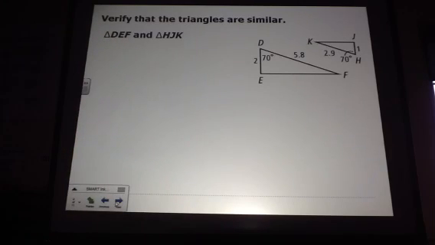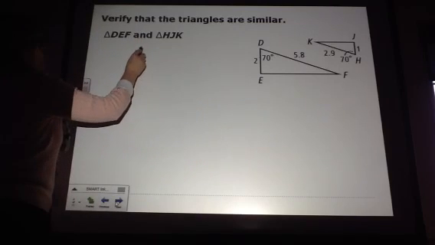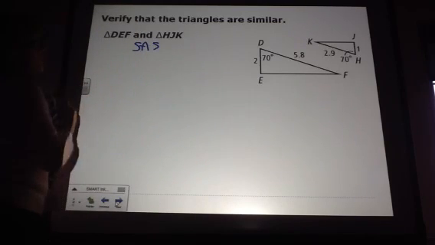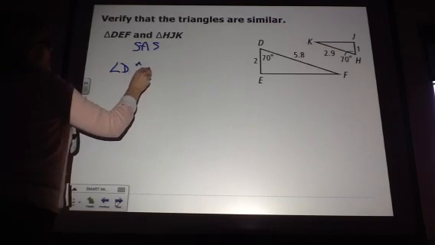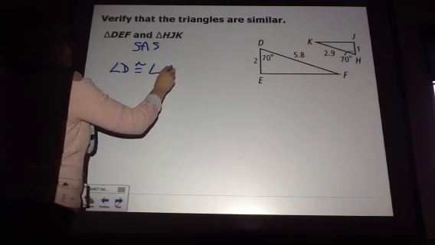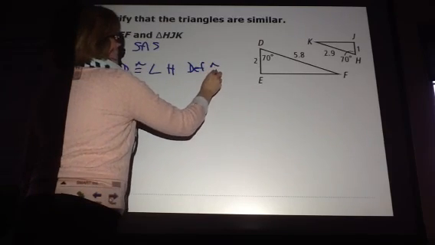Okay, on this one I have an included angle and 2 side measurements. So we want to think side, angle, side. Alright, so let's start with the easy one. We can say that angle D is congruent to angle H. Definition of congruent angles.